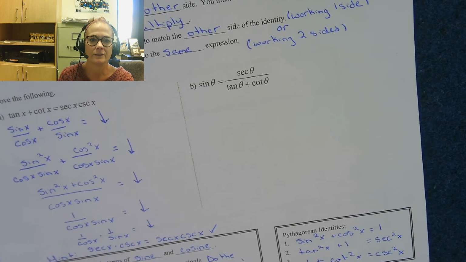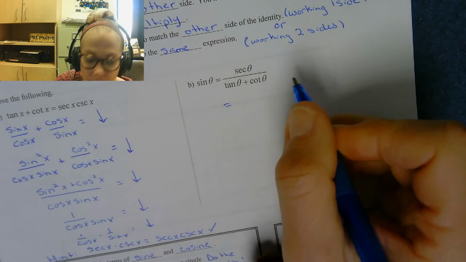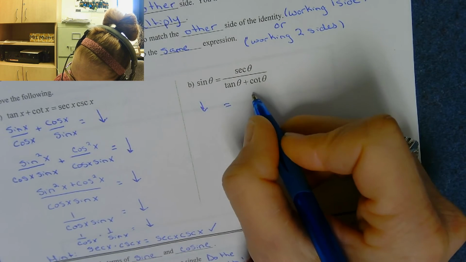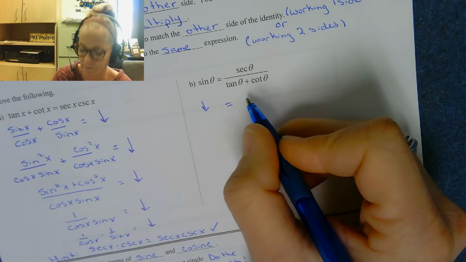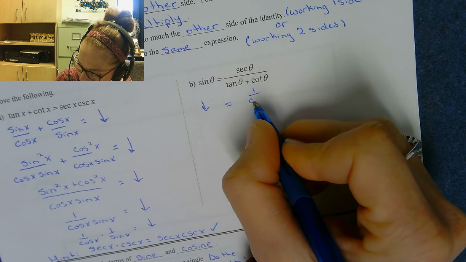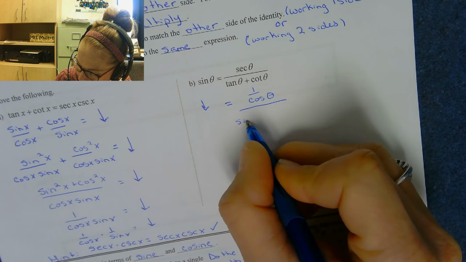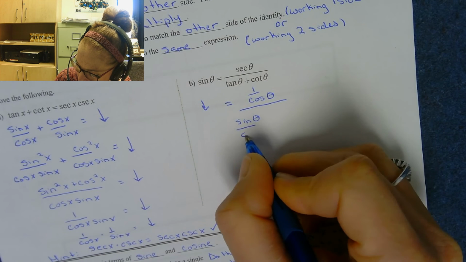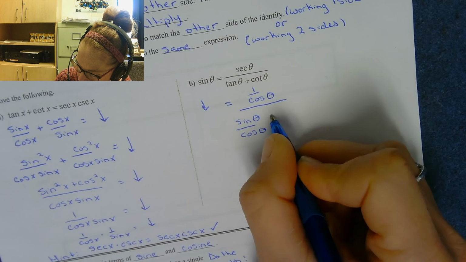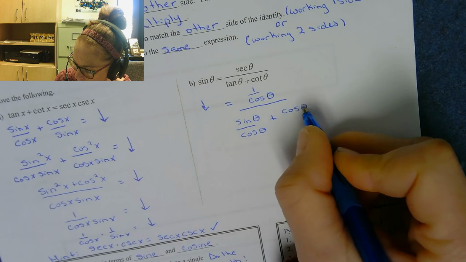Okay, so let's go to this one. So this is the more complicated side now, and I'm going to do the same thing. I'm going to just see where I can get if I write everything in terms of sine and cosine. Okay, so secant is 1 over cosine. Tan is sine over cosine. And cotangent is cosine over sine.